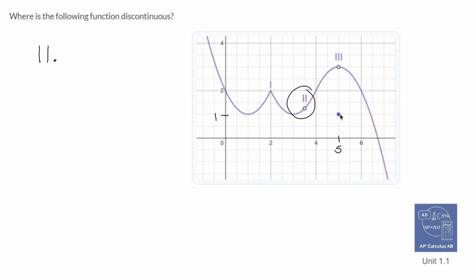Even though there's a value down there, there's still a break in my graph, which means at 3, it is also discontinuous. So there's two places where this graph is discontinuous, at 2 and at 3. 1 is fine. I don't care that this is weird concave up to concave up action. But 3 and 2 have holes in them, and since they're not filled in, it's not continuous.